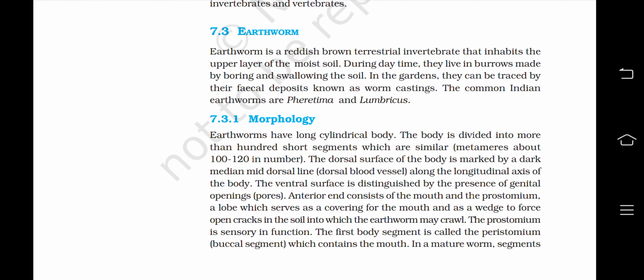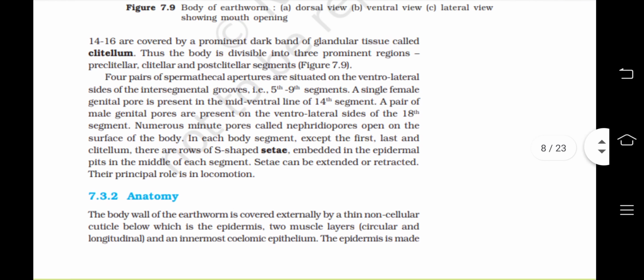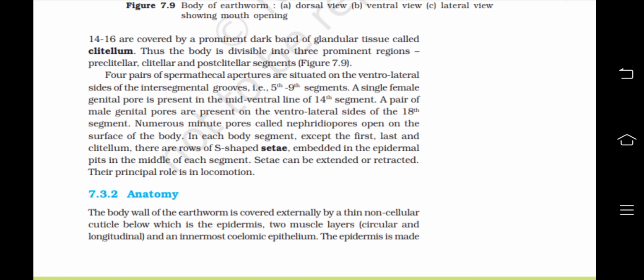In a mature worm, segments 14 to 16 are covered by a prominent dark band of glandular tissue called the clitellum. Thus, the body is divisible into three prominent regions: preclitellar, clitellar, and postclitellar segments.